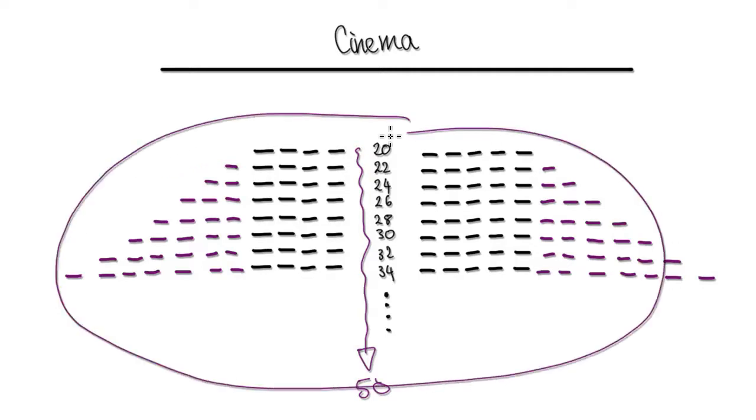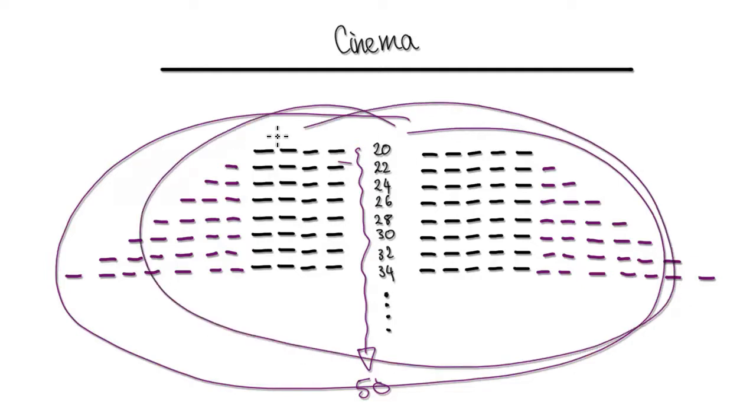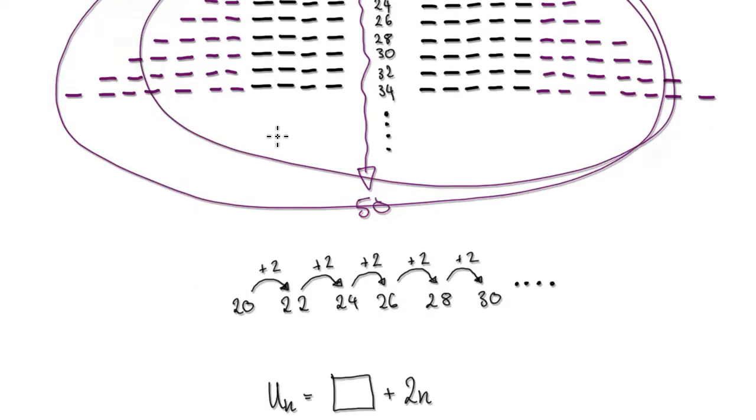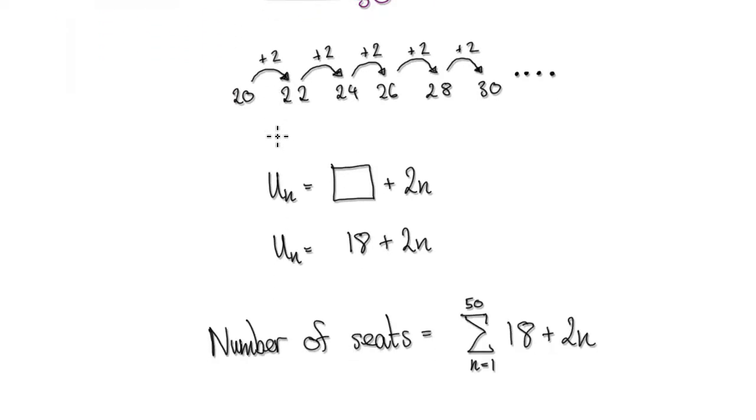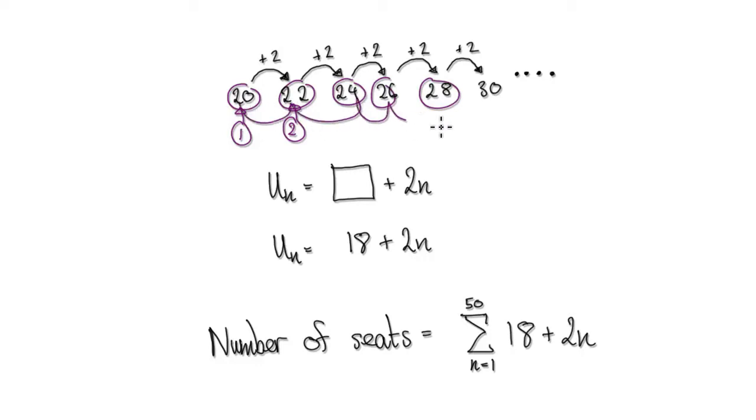So we need to develop a formula to work out the sum of all the seats. So let's look at the seats. Let's generate the number of seats in each row. So in the first row there are 20 seats. In the second row there are 22 seats, and so on. So let's find a way of generating all these numbers here.